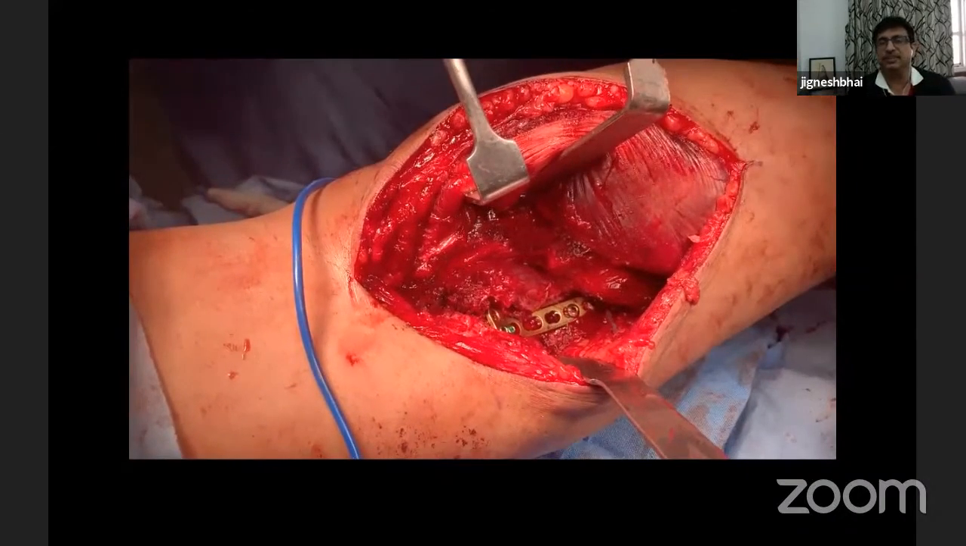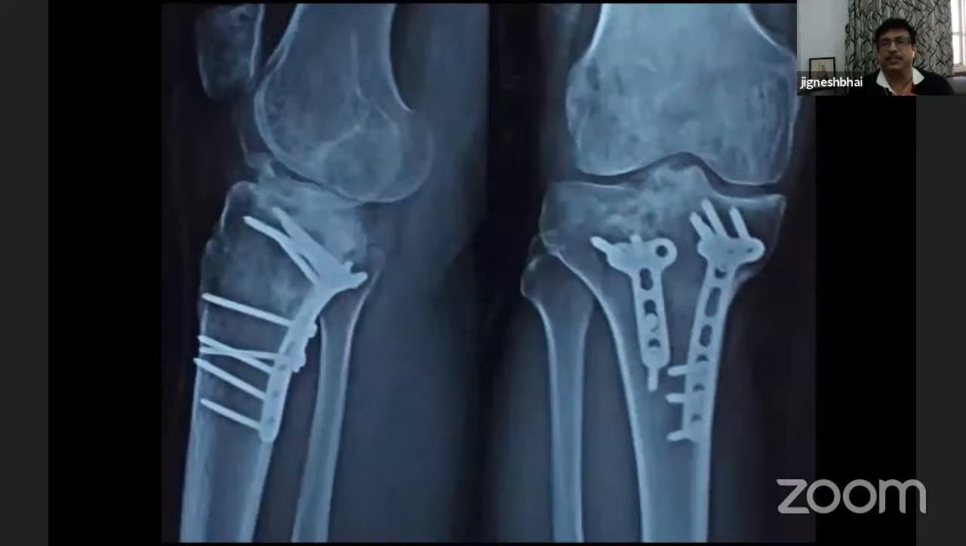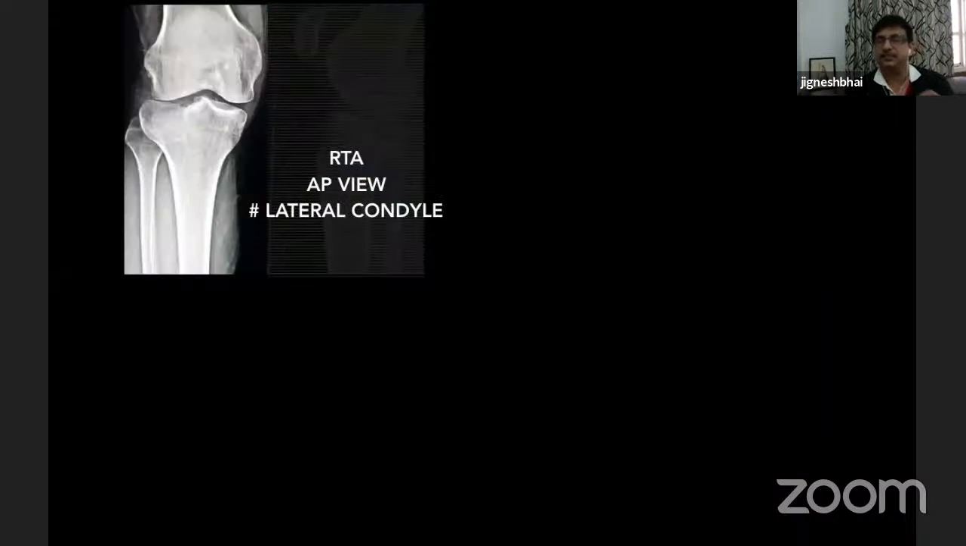So this is one exposure. This is the closure, incision and closure, and you can see the post-op X-ray, and that's the follow-up after 1.5 years. So that's full healing, and both the plates are in position. Good reduction. Another case we will see now.